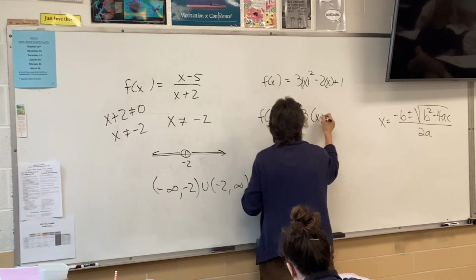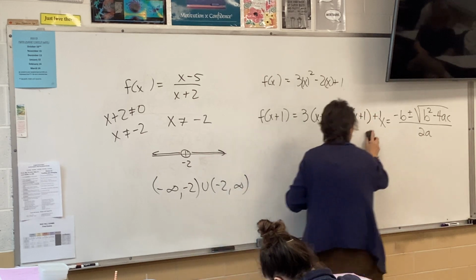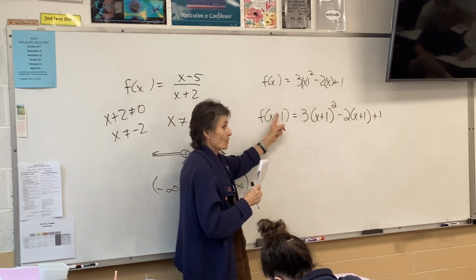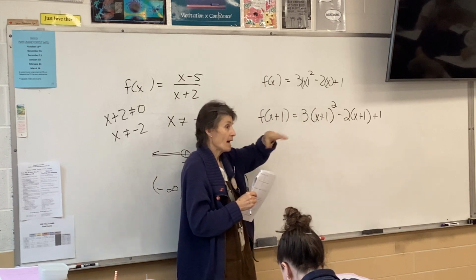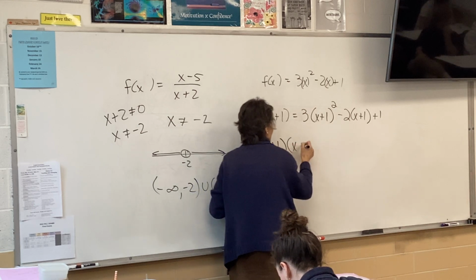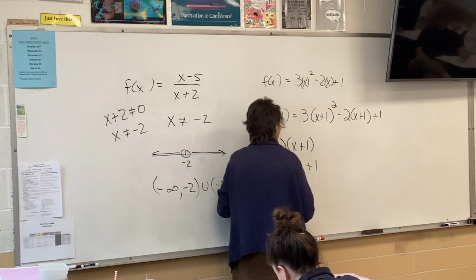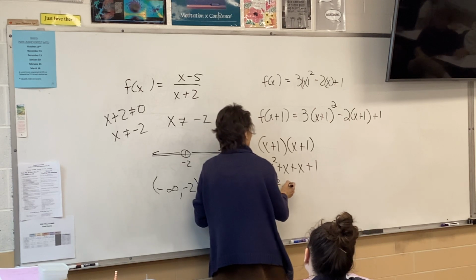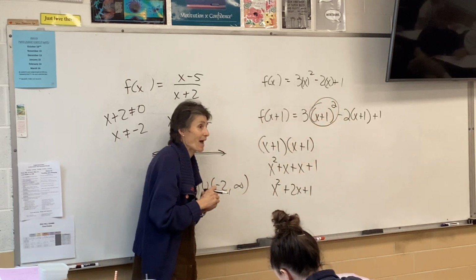So 3(x plus 1) squared minus 2(x plus 1) plus 1. So what we do is exactly what he said. Whatever they've given us right here, that gets plugged in for the x's. And now we just start simplifying. So this means a FOIL, right? So (x plus 1)(x plus 1), I'm FOILing. First, outside, inside, last. x squared plus 2x plus 1. Now that's this right here. I just did that part.